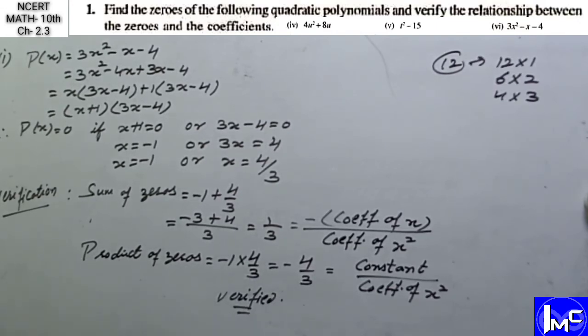Hope you all students have understood the question first, that was related to zeros of polynomial and the verification of the relation between zeros and coefficients.